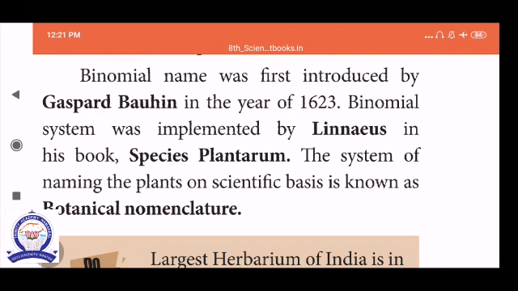The system of naming plants on a scientific basis is known as botanical nomenclature. Whereas naming animals is called zoological nomenclature. That means ICBN, the International Code of Botanical Nomenclature.